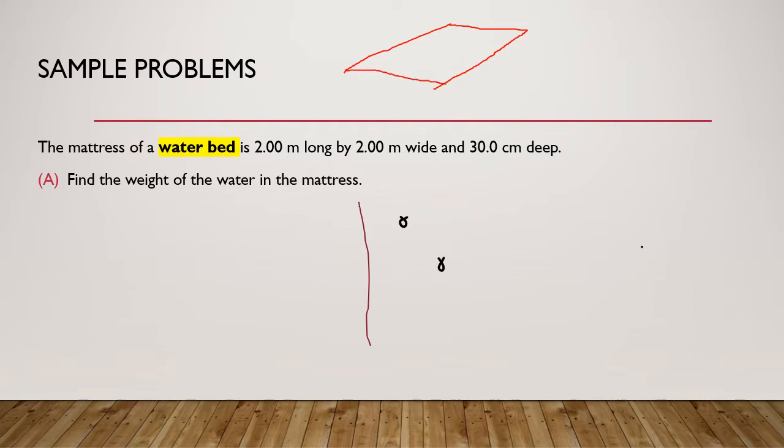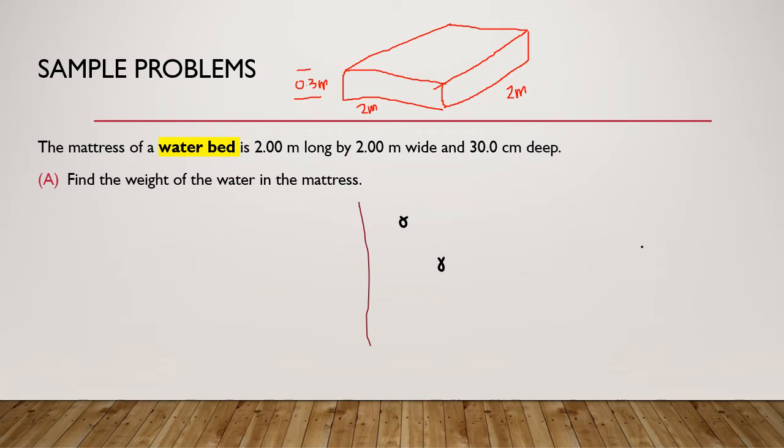Okay. Suppose this is the waterbed and this is 30 centimeter deep. Okay. So, this is 0.3. That is 0.3 meters. And ito raw, length niya is 2 meters. At itong width niya ay 2 meters.